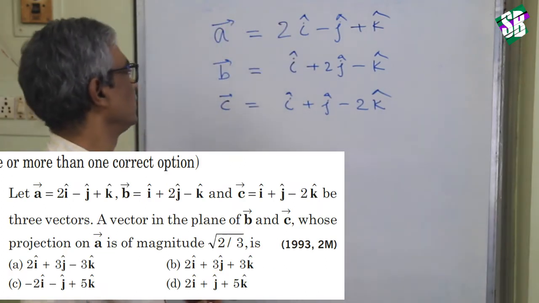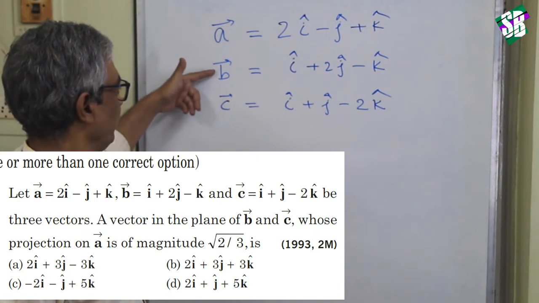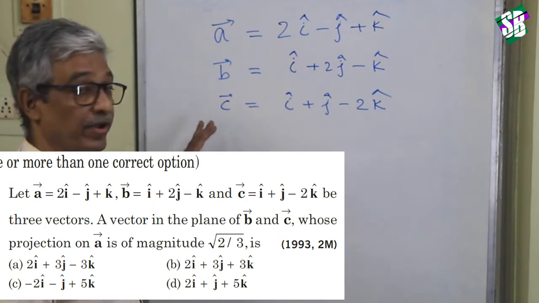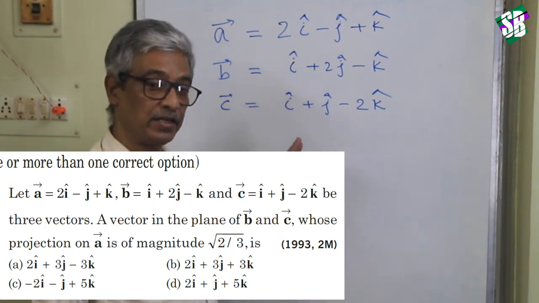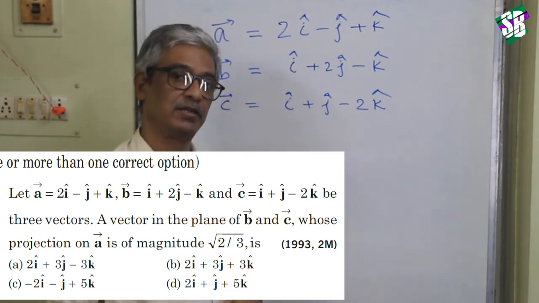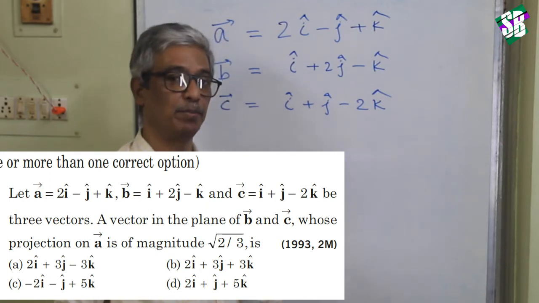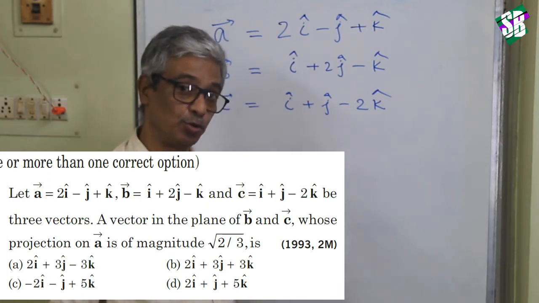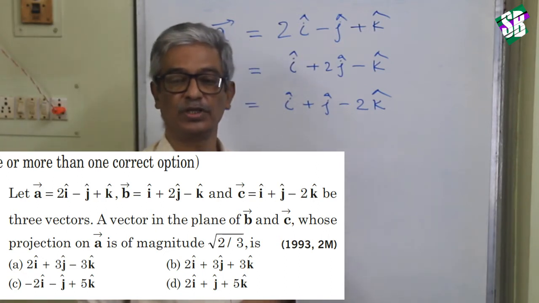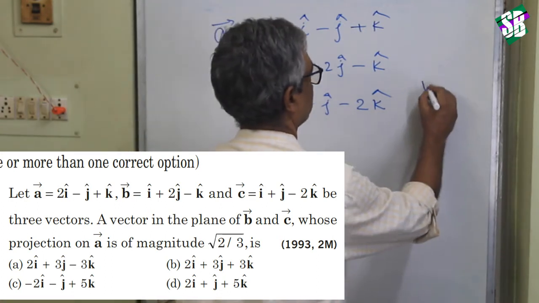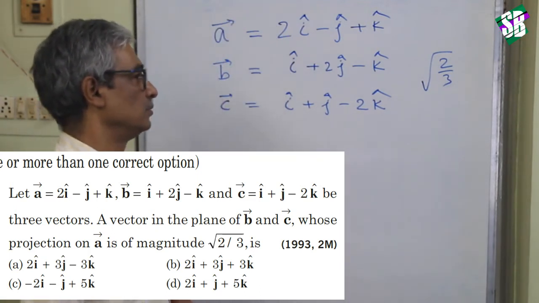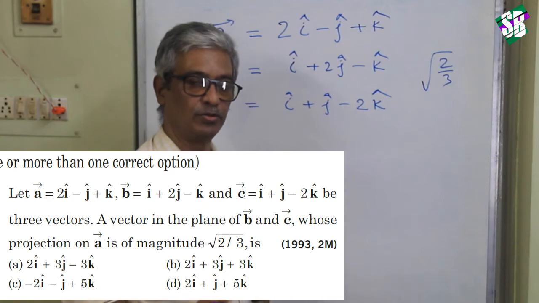The question states that there are three vectors, A vector, B vector and C vector, and you have to find a vector that is on the plane containing B vector and C vector. This is the first point. The second point is that its projection on A vector has a magnitude root over 2 by 3. Remember, the magnitude is root over 2 by 3. Okay, so let us find out.